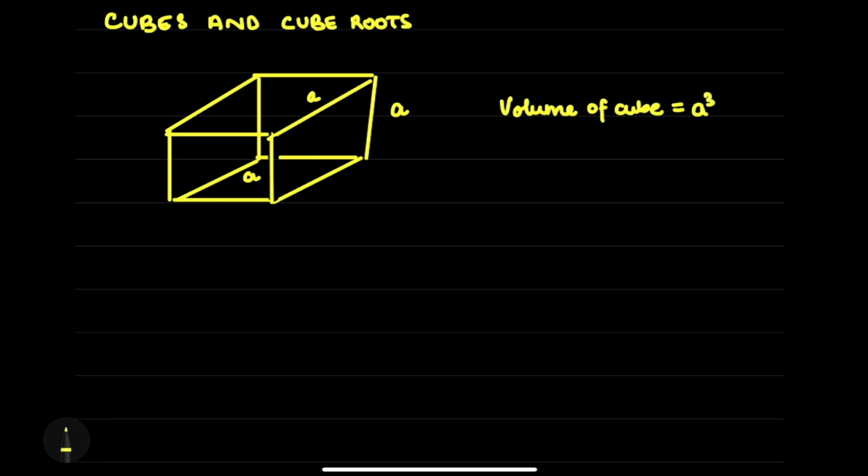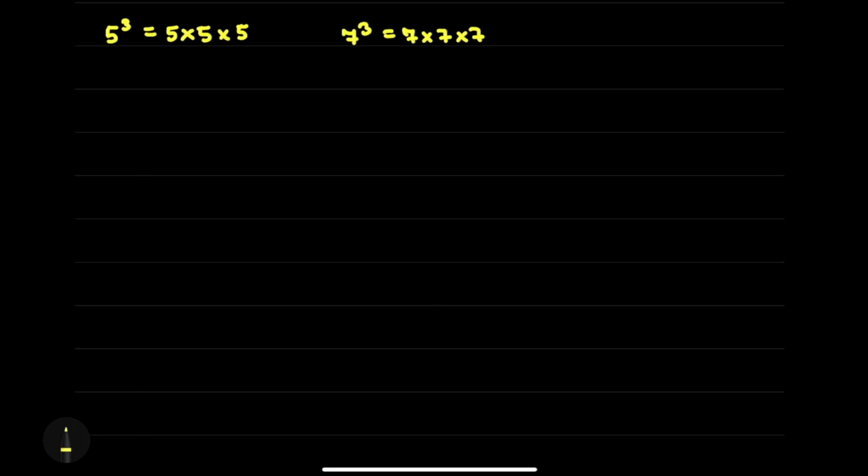and we can write this as a into a into a. In the same way, the cube of a number is the product of the number by itself 3 times. So for example, the cube of 5 would be 5 into 5 into 5. Similarly, 7 cube would be 7 into 7 into 7. Let's look at some of the perfect cubes or cube numbers that we have.